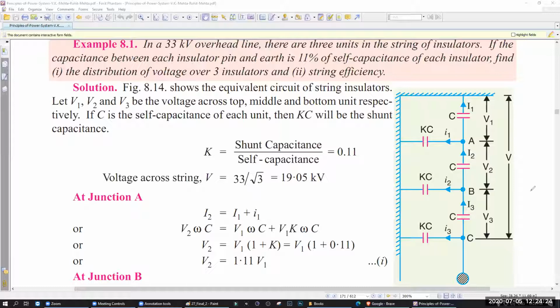So let's clear everything. This is the figure. So 1, 2, 3, C, C, C. This is C1, C1, C1, that means KC, KC, KC. Here the currents are I3, I2, I1, I3, I2, I1. So total voltage is V. What is the value of V? The value of V is equal to 33 divided by √3. Why? Because this value is line voltage, that means line to line. You have to find the phase voltage, that means the one phase voltage.